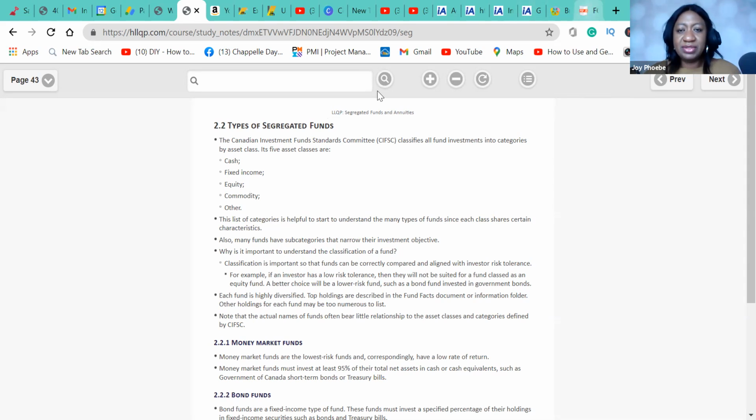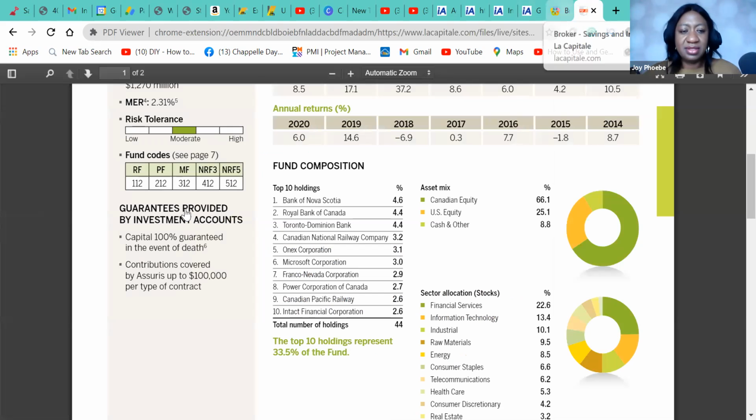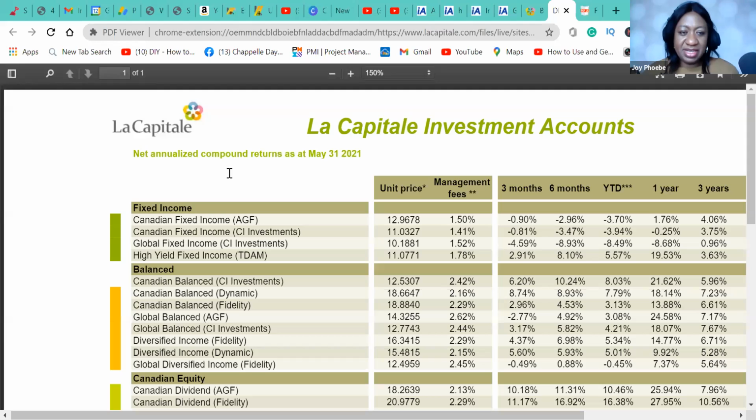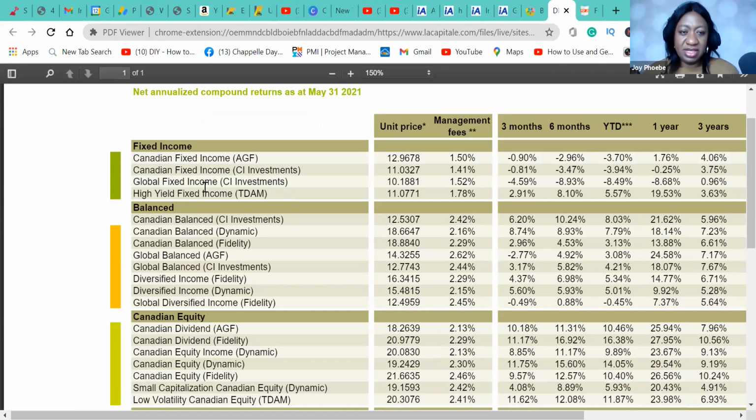I want to show you guys the asset classification. Let me share here again. Based on this asset class, we have fixed income, which is like your cash. Fixed income, Canadian fixed income, and so on. Then you have fixed income.